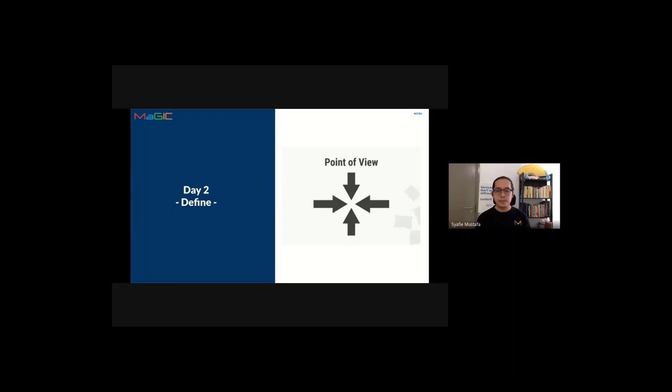From there, you can start shifting your problem statements, right? You can create problem statements as you map what they did, what they think, how they felt, and what they say, so that you can start creating the problem statements. Now, once you have created a problem statement, right? Can somebody write me an example of a problem statement?